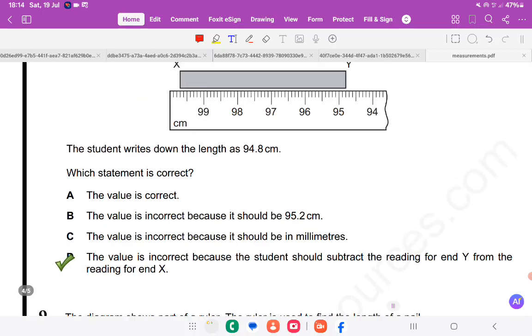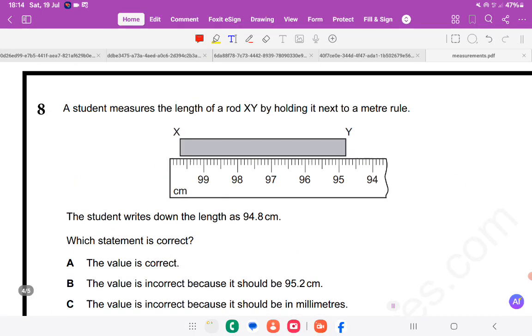All right. Number 8, a student measures the length of a rod XY by holding it next to the meter rule. So we have a meter rule here. The student writes down the length as 94.8. Which statement is correct?